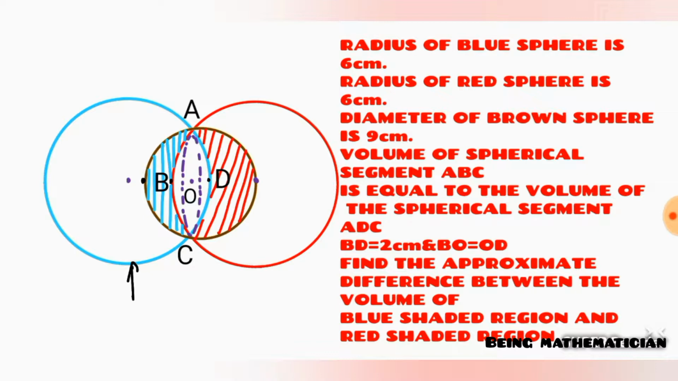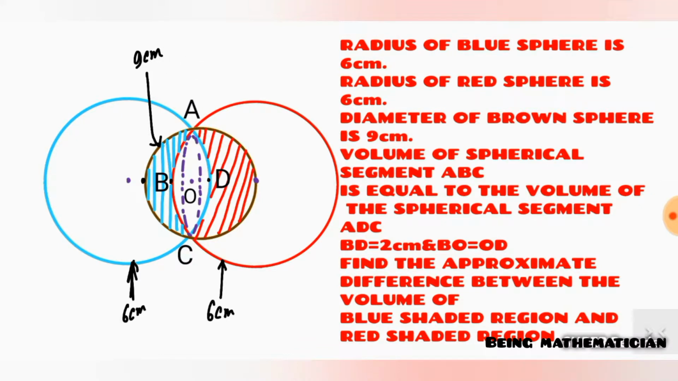Today I am talking about an interesting problem on mensuration 3D. Let's see the question carefully. The radius of the blue sphere is 6 centimeter and the radius of the red sphere is also 6 centimeter. The diameter of the brown sphere is 9 centimeter.